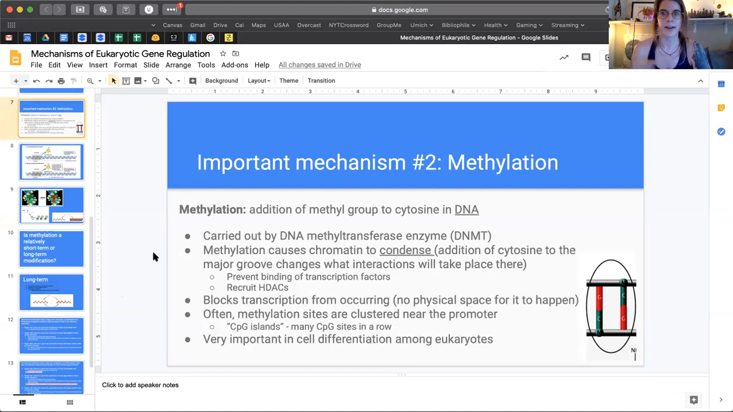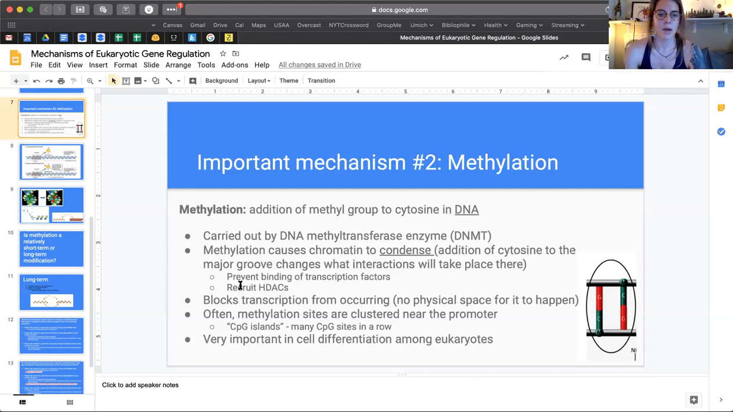If they were just randomly distributed throughout the genome, you would have situations where if you're trying to turn off one thing, you might actually be turning off two things that you didn't necessarily want to happen. You'll just get a lot more unspecific regulation, which is not good. So that's why we'll generally see these sites being clustered near the promoter.